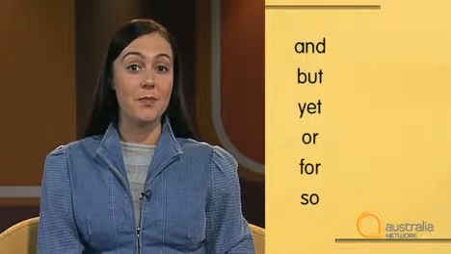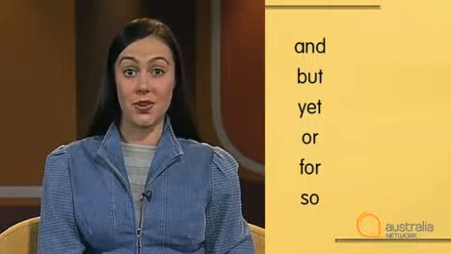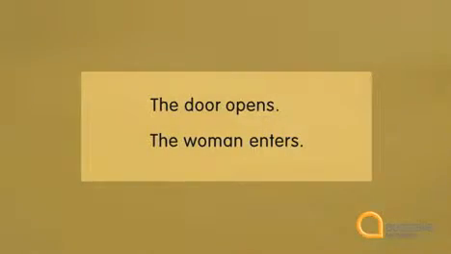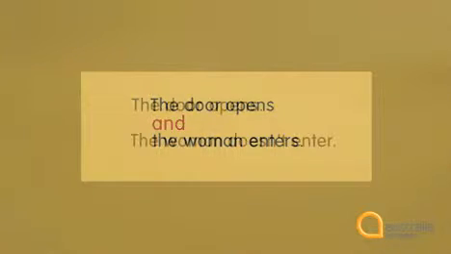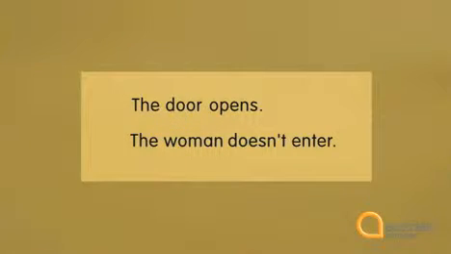We use the most simple conjunctions in place of a full stop. The door opens. The woman enters. The door opens and the woman enters. The door opens. The woman doesn't enter. The door opens, but the woman doesn't enter. Listen to an example here.